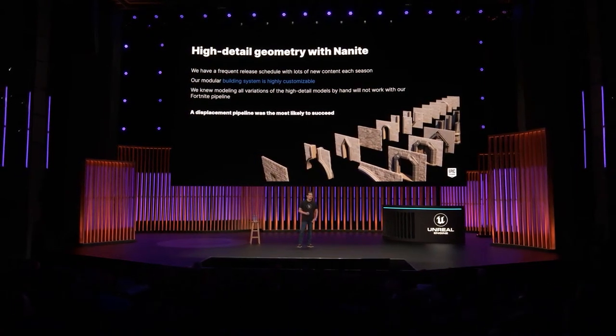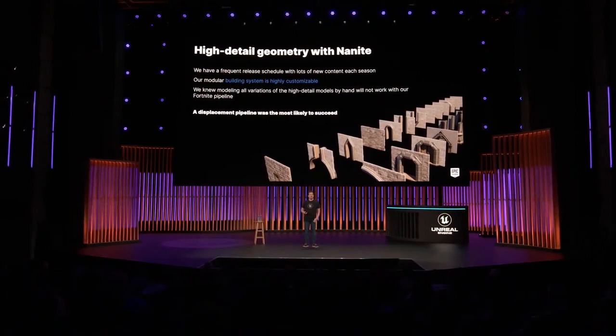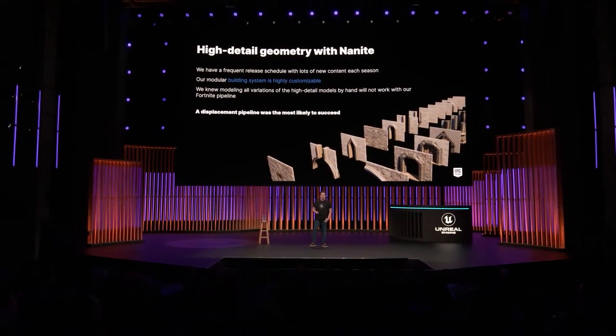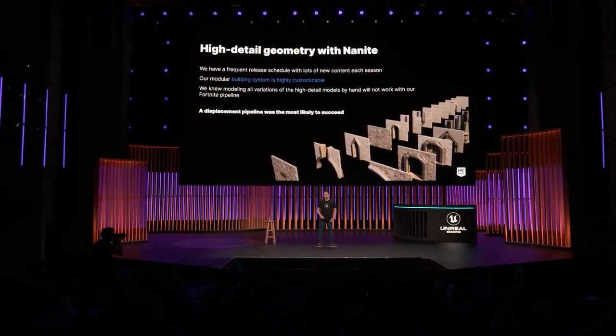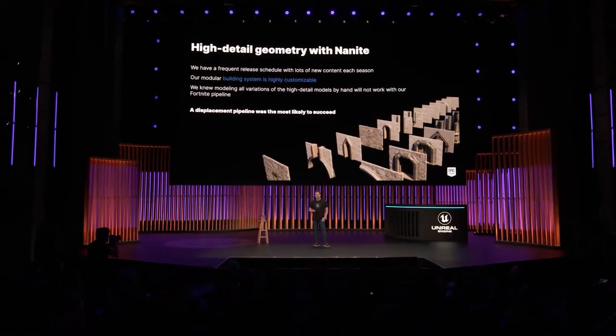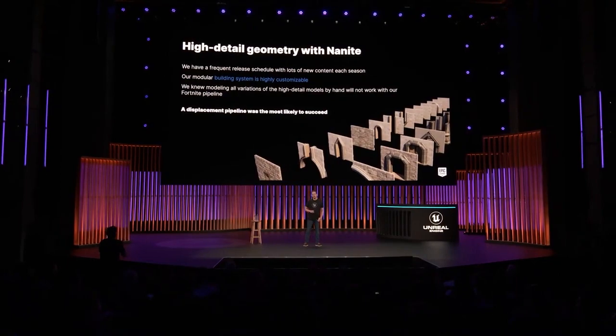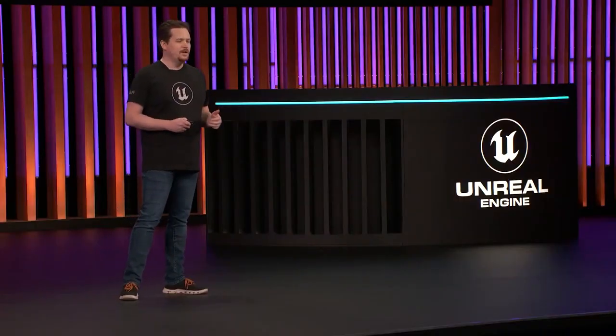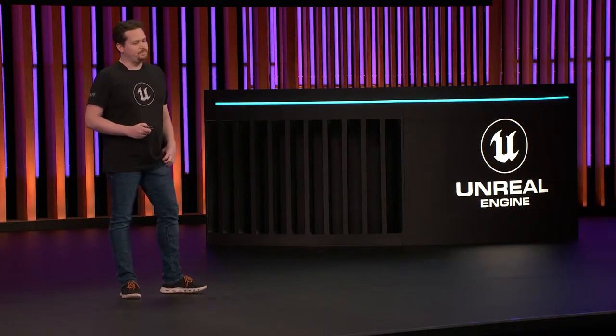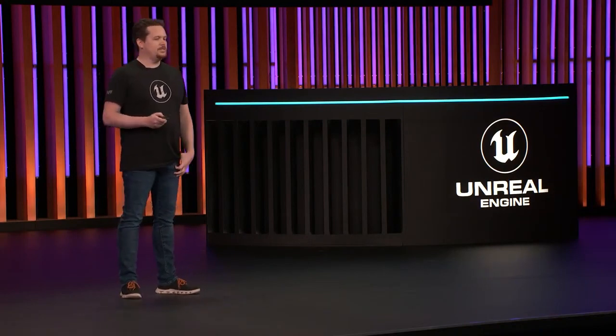Especially our building system is very complex and highly customizable. So a single wall, for example, can have different looks using different texture data assets. It could be a very detailed brick wall or a simple plaster wall. So we knew building all of these variations in high detail wouldn't work with our Fortnite pipeline. So we thought a displacement pipeline is the most likely to succeed.